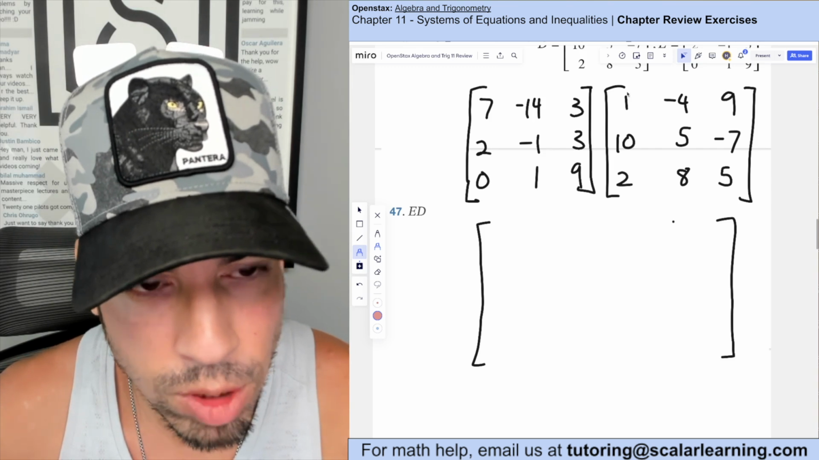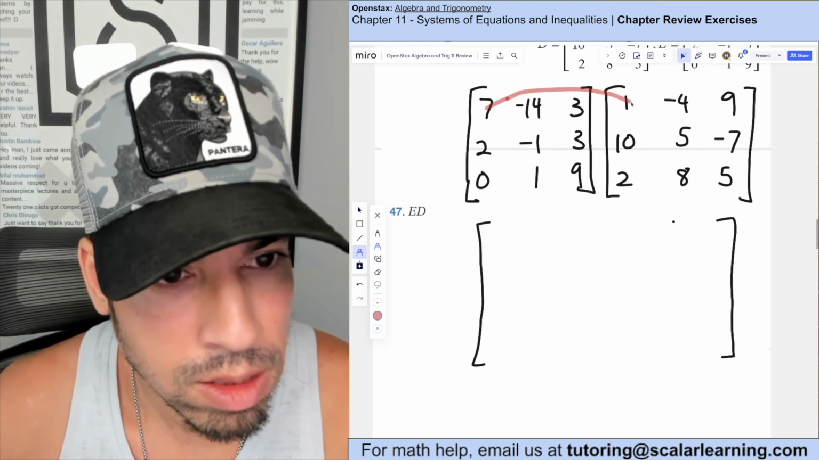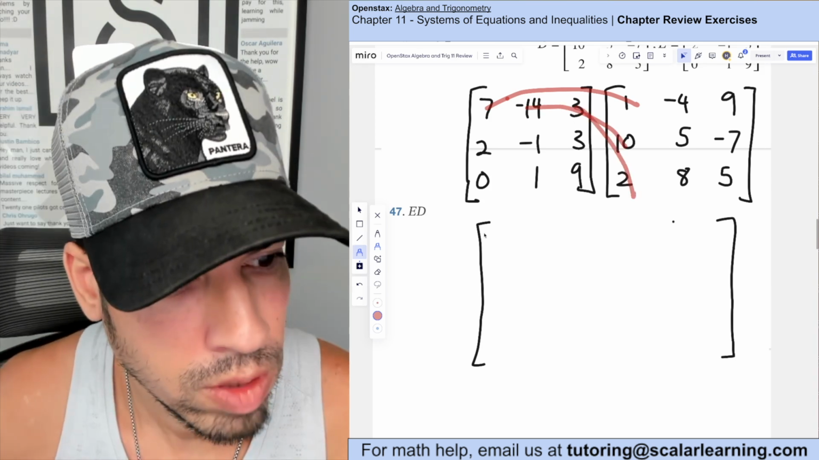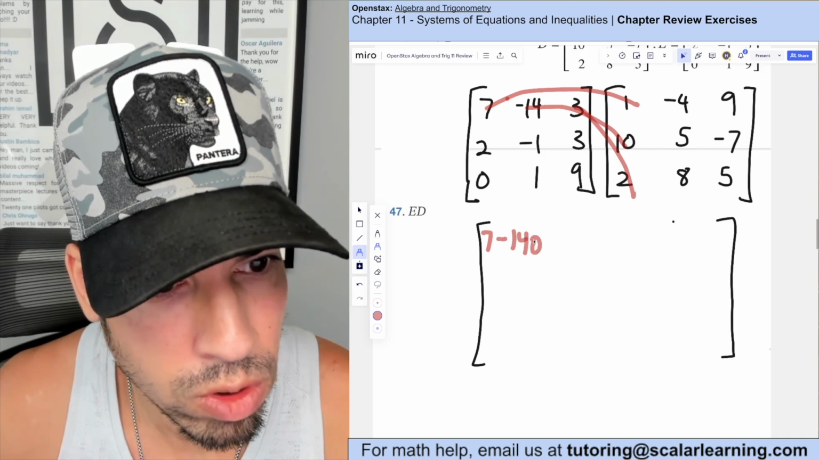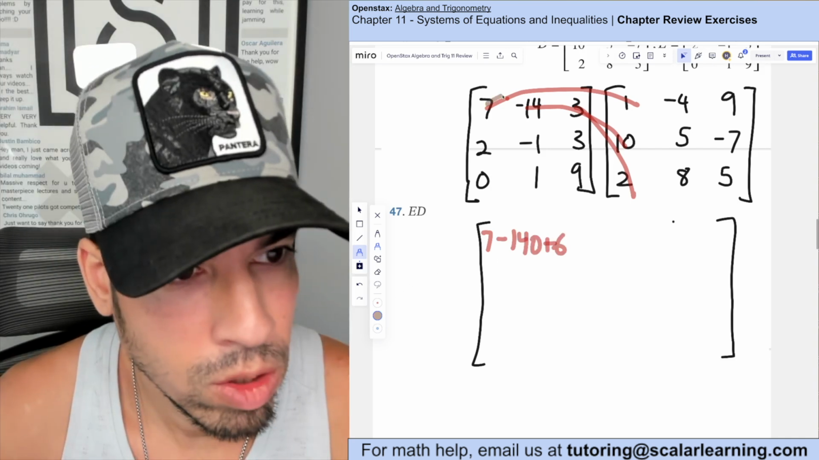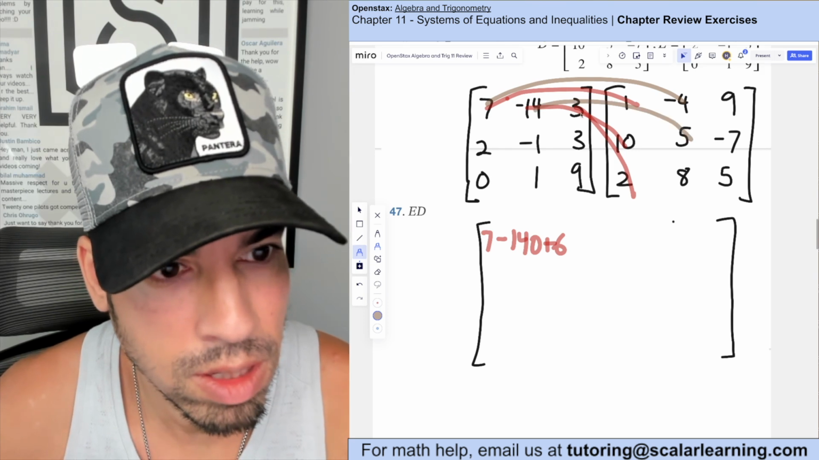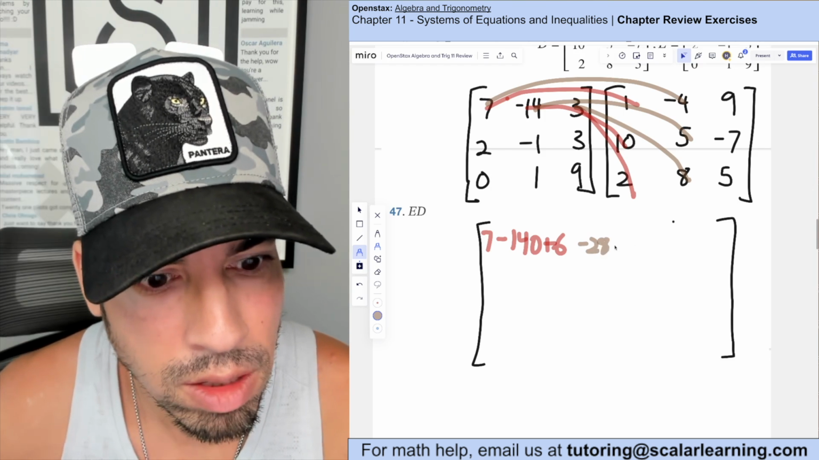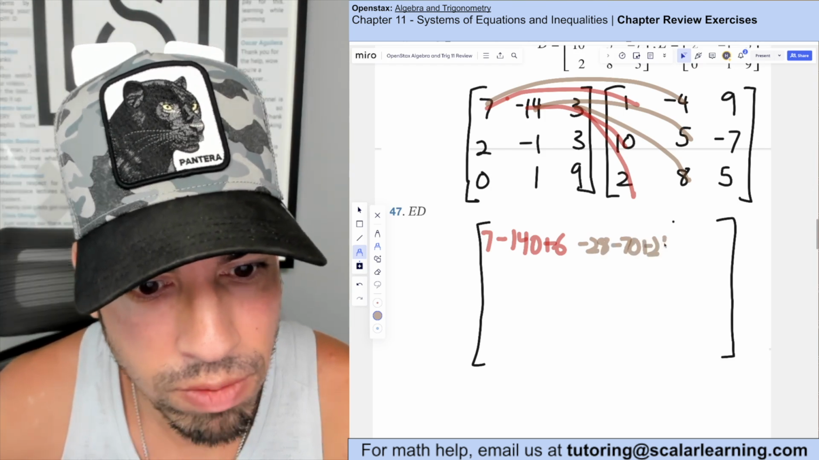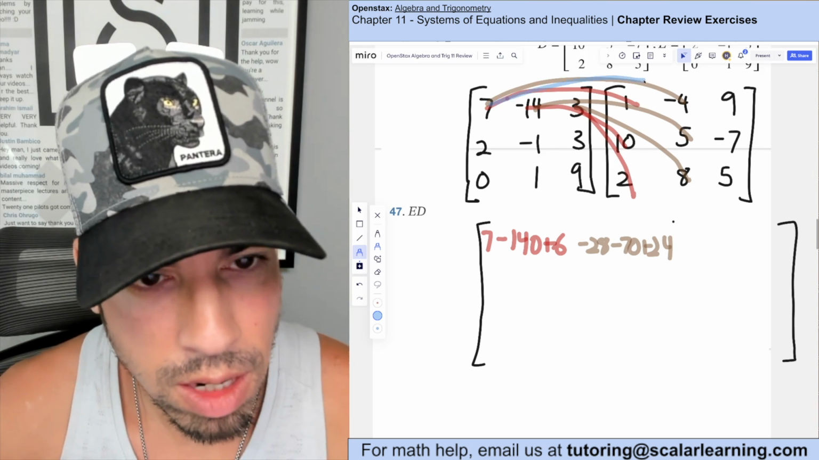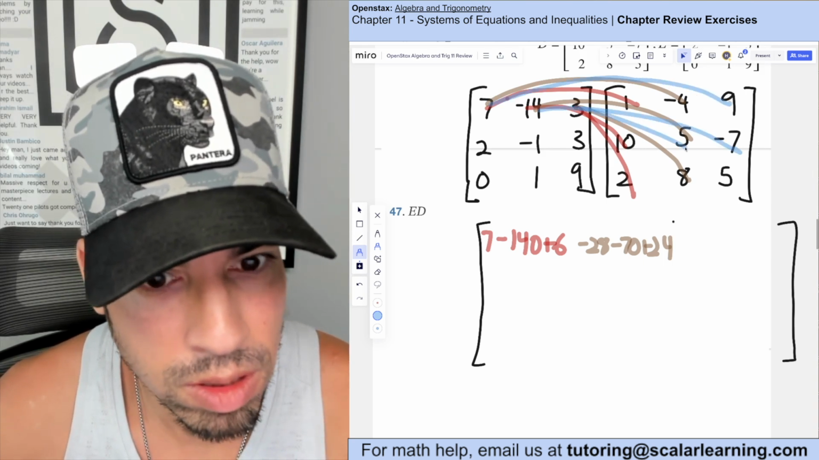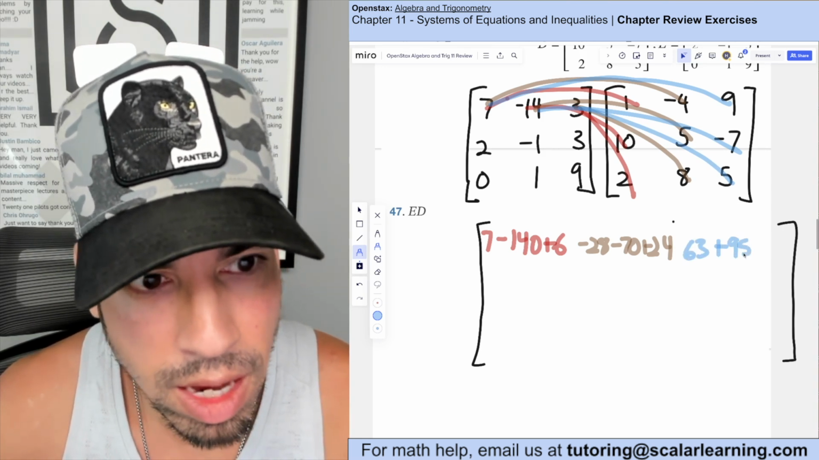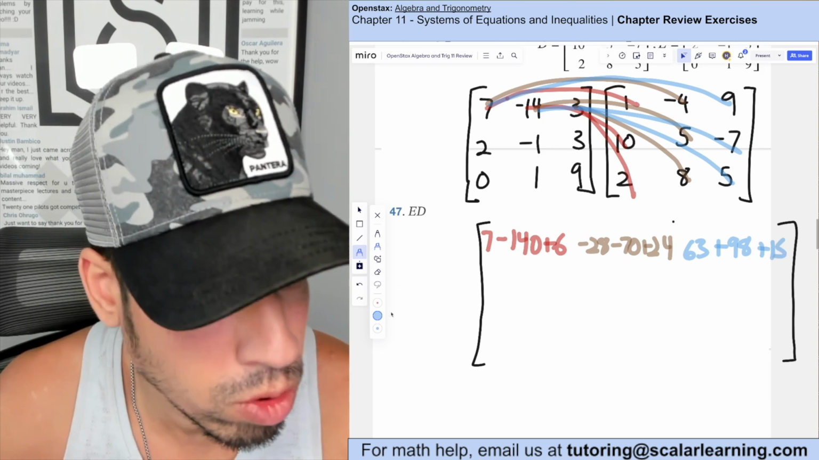We go across the columns as we go down the rows. So here we go. This times this plus this times this plus this times this. So that's 7 minus 140 plus 6. Next we go this times this plus this times this plus this times this. Okay, so that is negative 28 minus 70 plus 24. And finally we go this times this plus this times this plus this times this. Okay, that is 63 plus 98 plus 15. All right, first row is done.